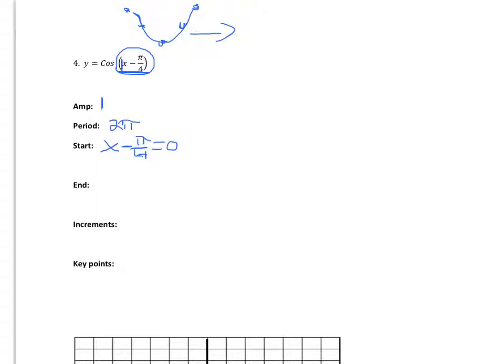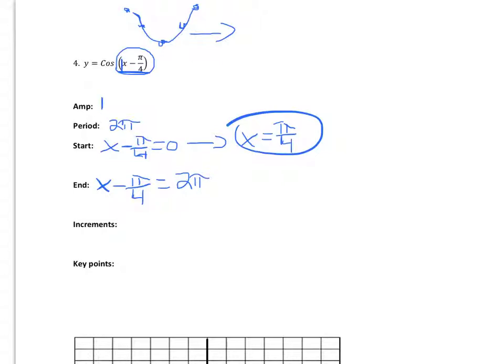So then, real easy, if you solve for x here, you add pi over 4 to both sides, your starting point's going to be pi over 4. That makes sense. You're shifting it to the right, pi over 4 units. For the end, take the same thing in parentheses, x minus pi over 4, but now you set it equal to 2 pi, because that's 1 revolution, 0 to 2 pi, but you're just shifting it. So then you add pi over 4 to both sides.